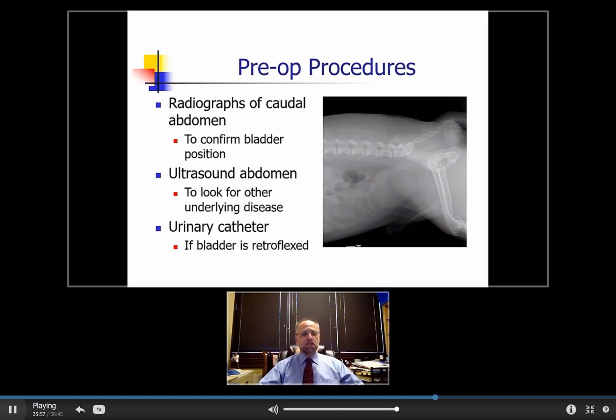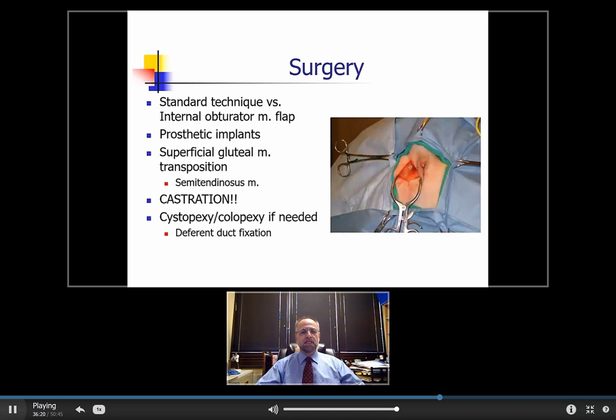We may also do an ultrasound of the abdomen. If it's an older patient, we are looking for potential causes for this, other than them being an older intact male. Again, we're looking for any evidence of neoplasia or other underlying disorders that may cause this. And if we can't find the urinary bladder, we may pass a urinary catheter or do a contrast study.